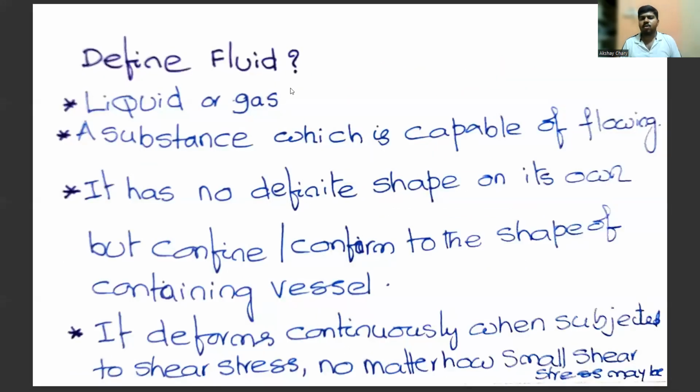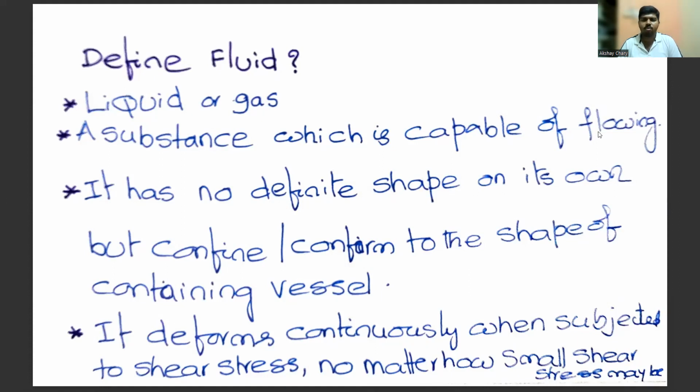Next, fluid. Let's talk about the fluid. What is a fluid? A fluid is nothing but a liquid or a gas. Next, a substance which is capable of flowing. So a fluid is not a solid material that stays at rest, but it can flow continuously. It is capable of flowing with a small amount of force. It has no definite shape of its own, but conforms to the shape of the containing vessel.